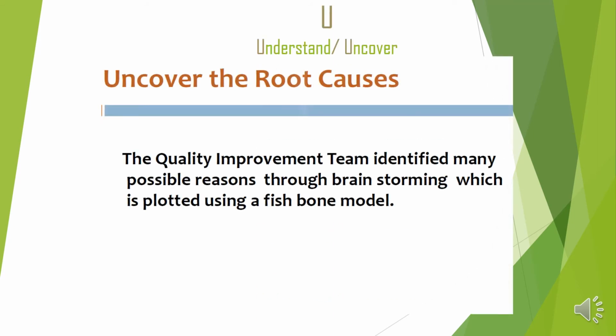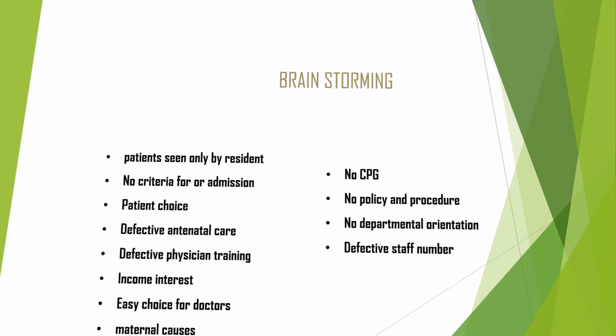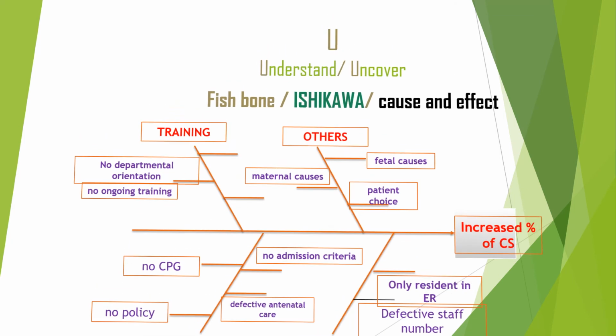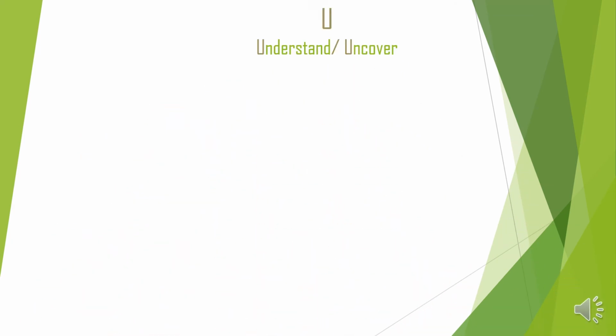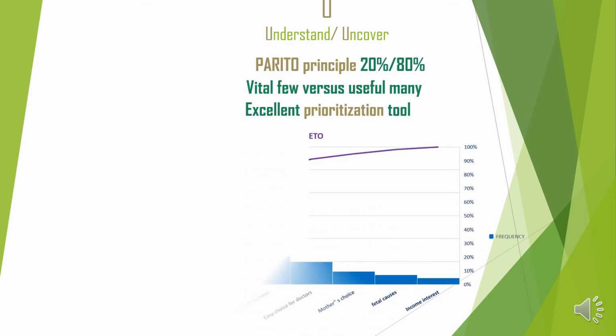Again, understanding or uncover, we have now to dig down to reach what are the real causes of our increased percentage of cesarean section. Yes, it's considered, yes, 2%, 14 for the income. So this is the Pareto chart.